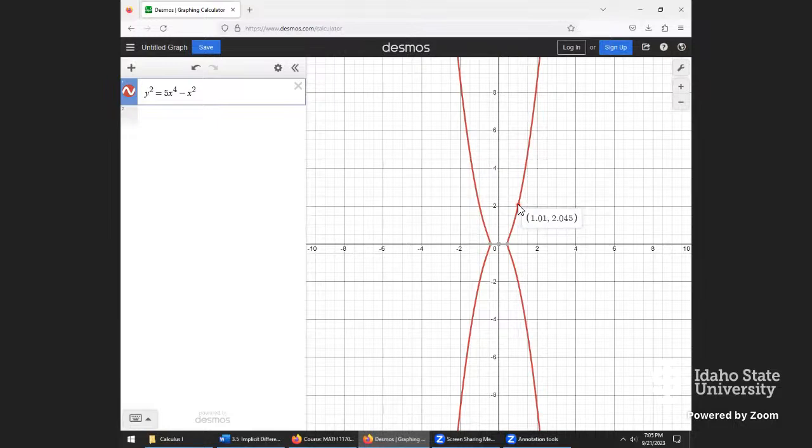So all I can tell you for sure is if we put a tangent line right at that red dot at exactly (1, 2), then it'll have a positive slope for sure, if I can get it to stay there. That makes sense to folks at the moment?